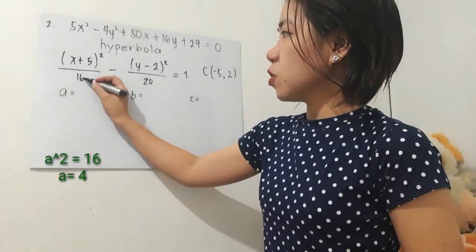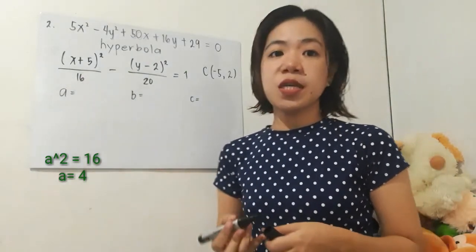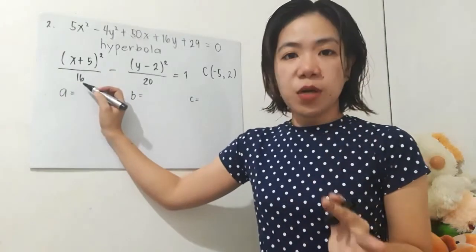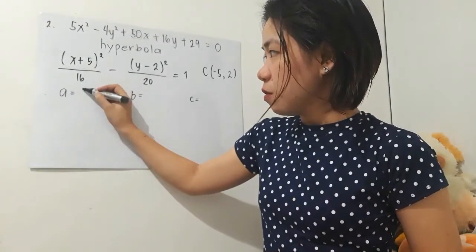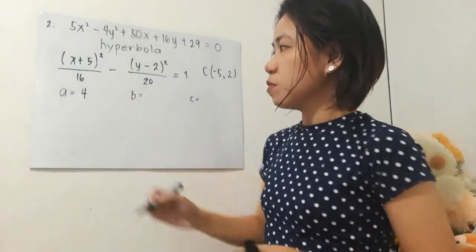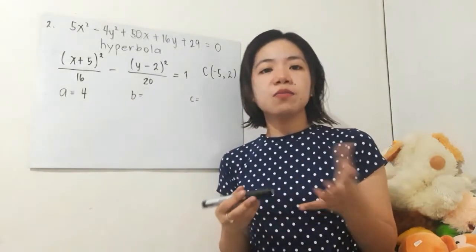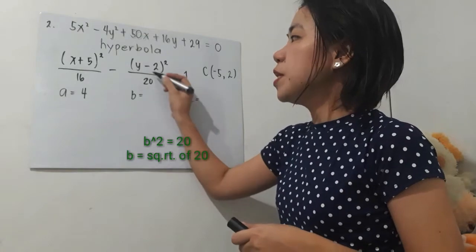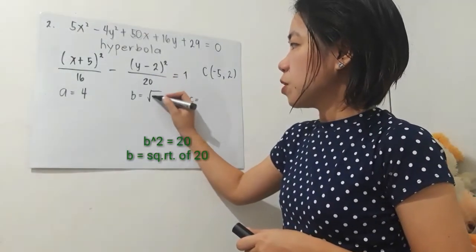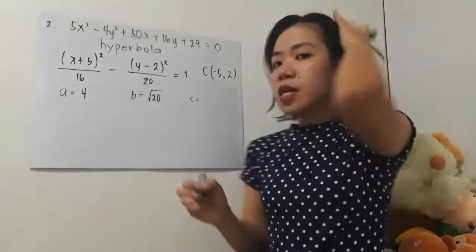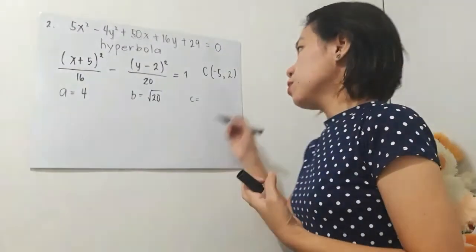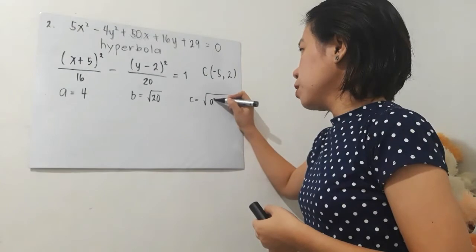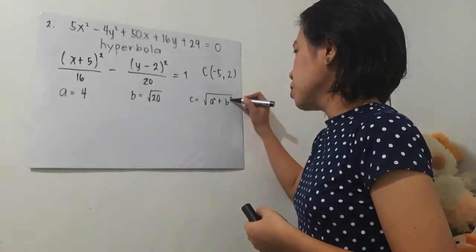So a is actually the square root of 16 because based on the standard form, 16 here is a squared. So the square root of 16 is 4, meaning a is equal to 4. And then b will be the square root of 20 because this is actually b squared. So we have the square root of 20. And then c is the square root of a squared plus b squared.